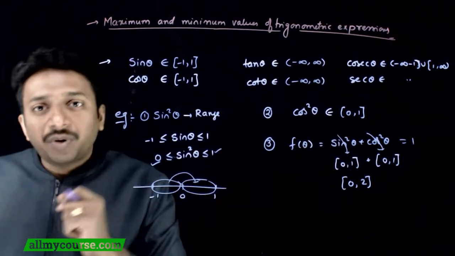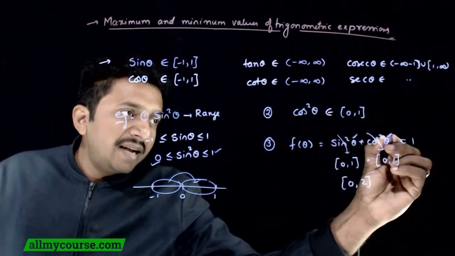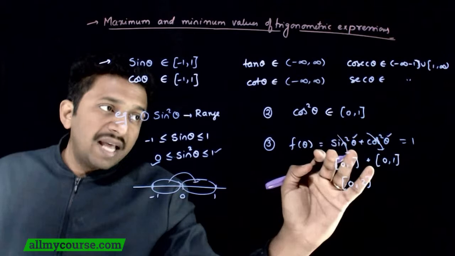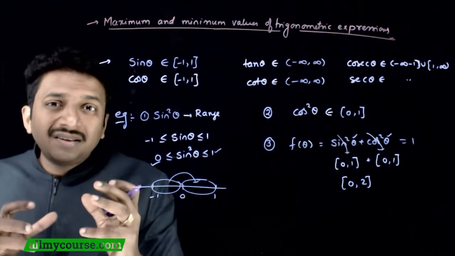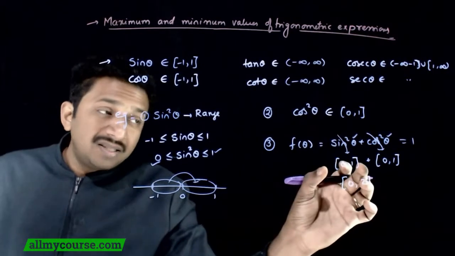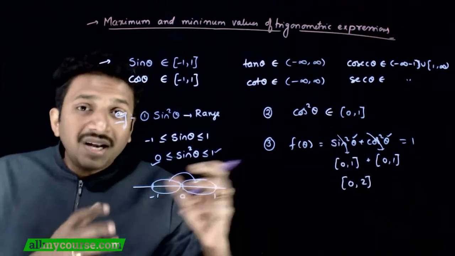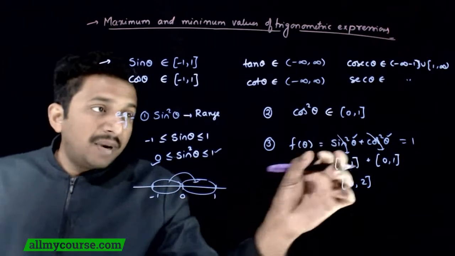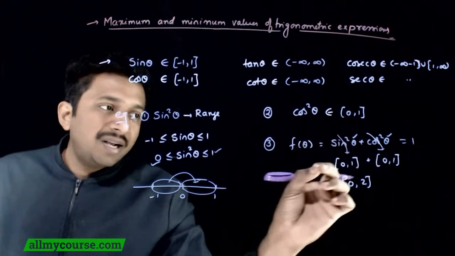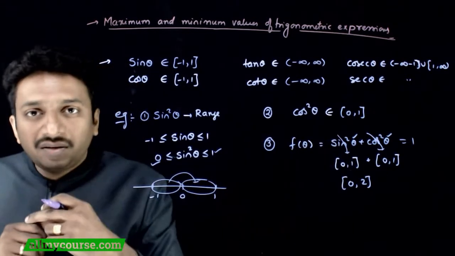What is wrong in this process? The thing that is wrong in this process is this theta and this theta are the same. So sine theta and cos theta values depend on each other. That is, sine square theta individually can go from 0 to 1. Cos square theta individually can go from 0 to 1. But they cannot vary independently. That is, if sine theta is equal to 0, cos theta has to be equal to 1.